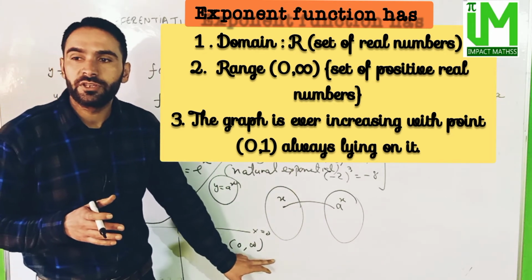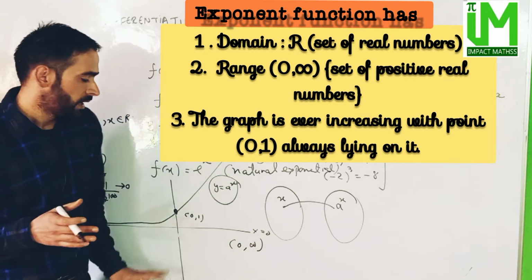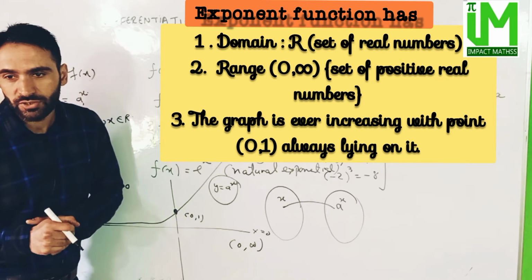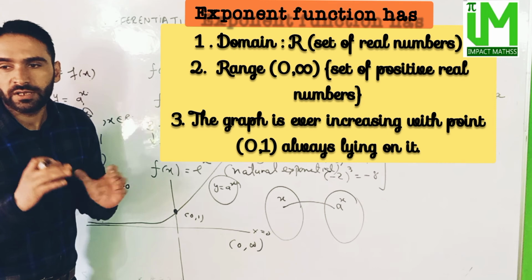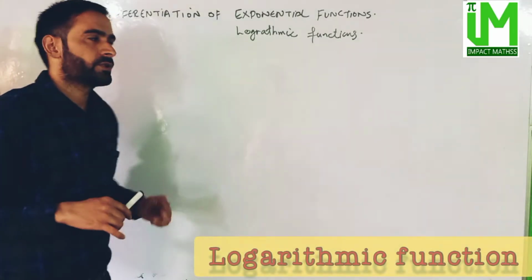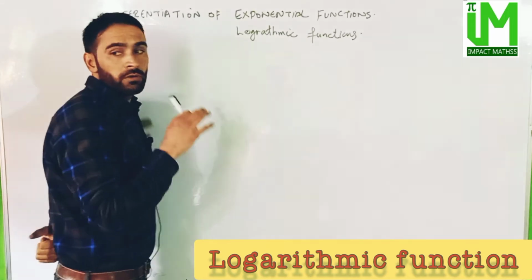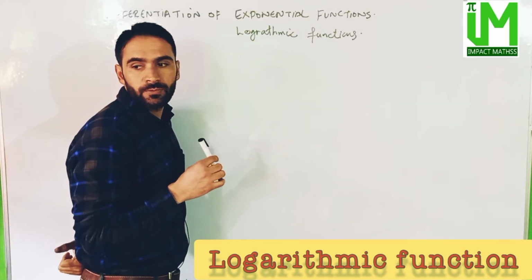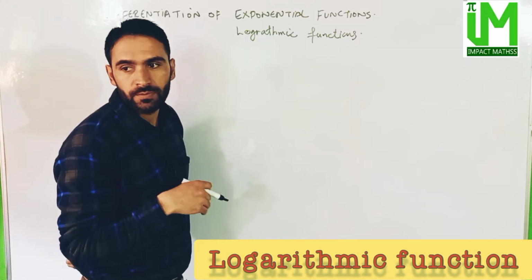0 to infinity, and the point (0, 1) will always lie on the graph of the exponential function. Okay? You have to write something? Write it down. Now the logarithmic function. So we already know, as I told, the log function and the exponential function are inverses of each other.